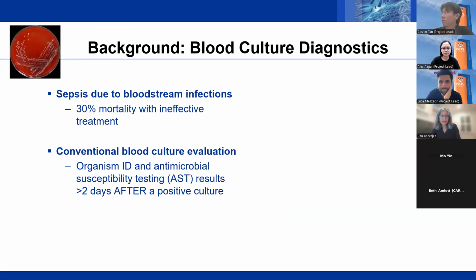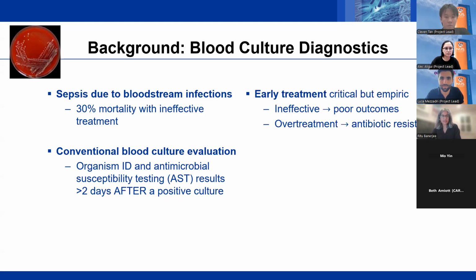By way of background, we all know that sepsis due to bloodstream infections has high mortality, up to 30% or greater with ineffective therapy. And the problem is that conventional blood culture evaluation is a lengthy process. Organism identification and susceptibility testing results are often available more than 2 days after a blood culture turns positive. And during that time, patients may be on ineffective antibiotic treatment, which leads to poor outcomes, or they may be receiving overtreatment or unnecessarily broad antibiotic treatment, which selects for more resistance and adverse events.